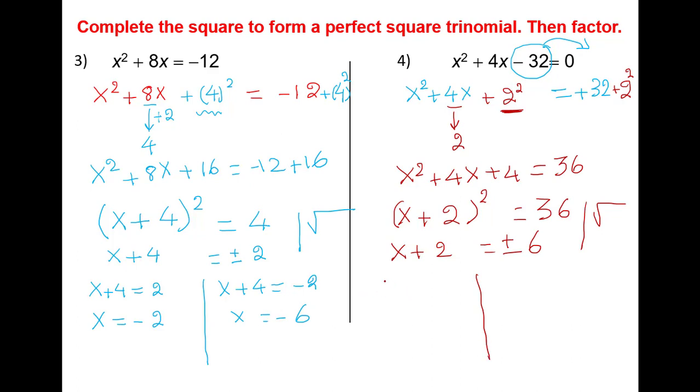The first solution is x plus 2 equals 6. And the second solution is x plus 2 equals negative 6. So here, if I move the 2 to the other side, it will leave me with 4. And here, if I move the 2 to the other side with the negative sign, it will leave me with negative 8.